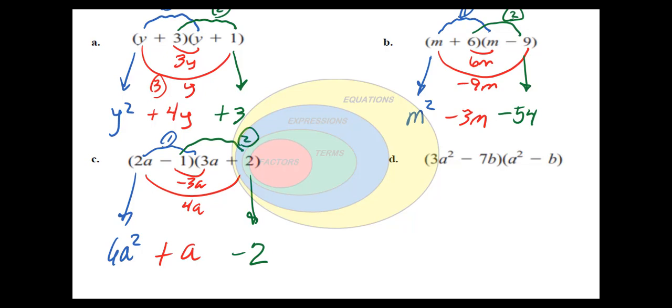Okay, the last example, we can even do this as long as we have two binomial factors. So this is a binomial factor and another binomial factor. So again, we'll just start off with the first terms. 3a squared times a squared gives us the first term in our answer, which would be a 3a to the fourth.